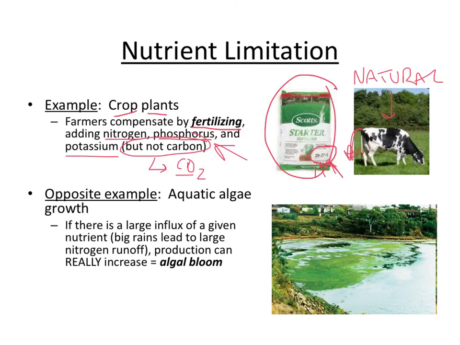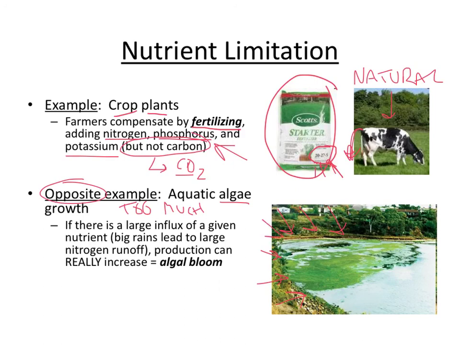Now, you can also have an opposite example. So notice that I'm saying that here. So this is not an example of a limiting nutrient. This is an example of too much of a limiting nutrient. Right, and we see this a lot with aquatic algae growth, so water-based plants. A lot of times you will have a big rain which causes runoff from the soil or erosion into a lake or especially a pond. This happens a lot at golf courses and things like that.